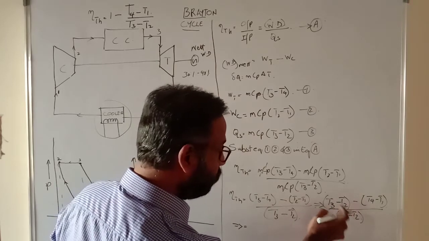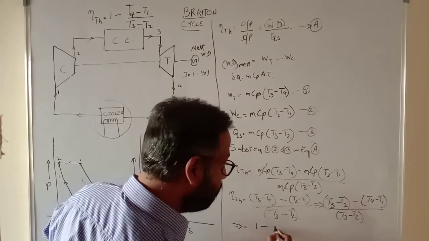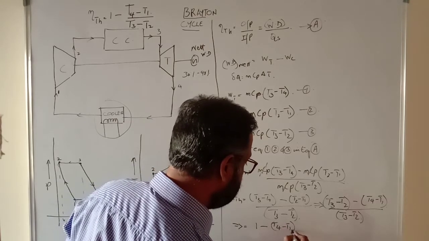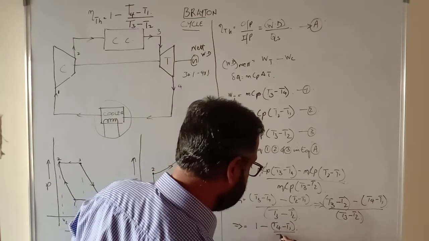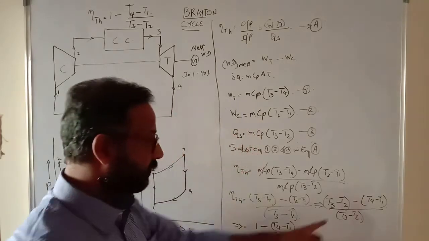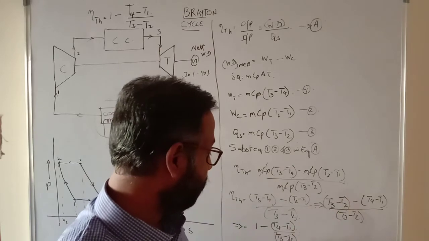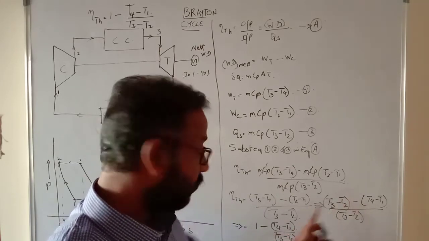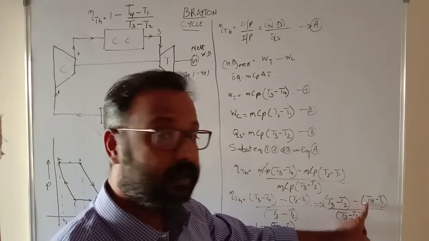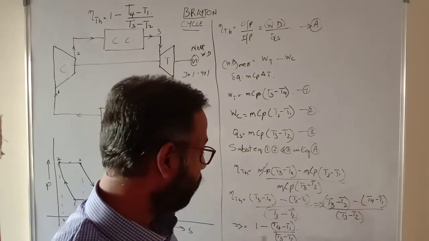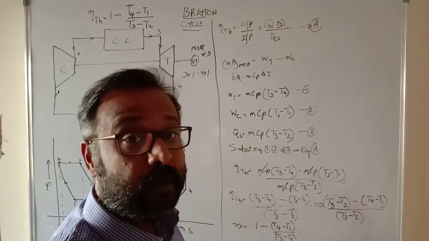So I can write this one as 1 minus (T4 minus T1) divided by (T3 minus T2). It's the same function. All these are the same, but I've just simplified it. If you take the LCM, you will get this. If you take the LCM and do this, you will get the same equation, and if you rearrange it back, you will get the same equation. For simplification purposes, I just simplified it into this.